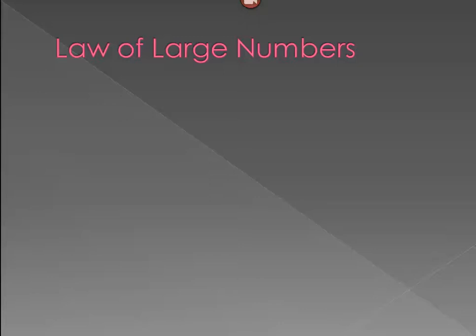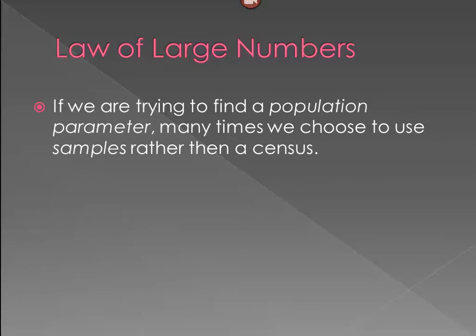And so what we first want to look at is the law of large numbers. If we're trying to estimate and find a population parameter, remember, population parameters are numbers that are associated with large groups. We call those from a population parameters.